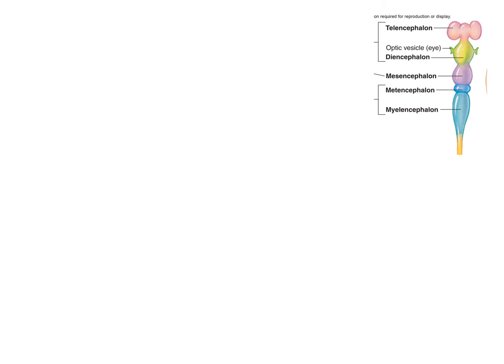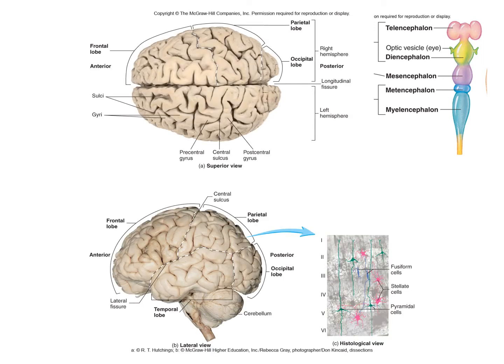So here is our figure with the five brain regions. The forebrain expands to form telencephalon and diencephalon, and the cerebrum comes from the telencephalon. Here's a superior view A and a lateral view B. Notice how the cerebrum is divided into two hemispheres, and you can see that reflected in the telencephalon figure. The gyri are obvious. The grooves between the gyri, each one is called a sulcus, so sulci is plural.